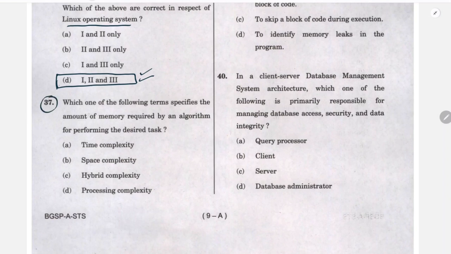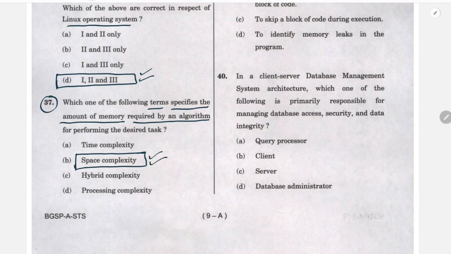Question 37. Which one of the following terms specifies the amount of memory required by an algorithm for performing the desired task? So it is asking that if an algorithm requires a certain amount of memory to perform a task, then which is the term used for this memory? So space complexity is the term which specifies the amount of memory required by an algorithm to perform a task.